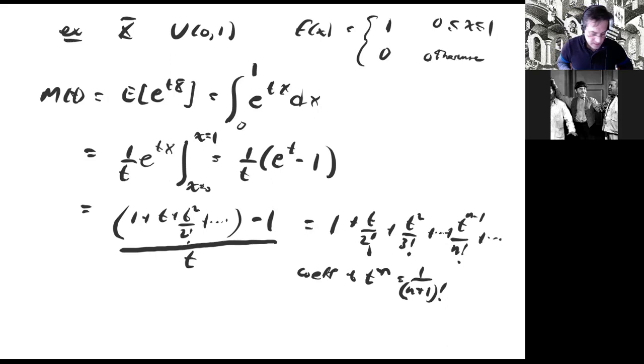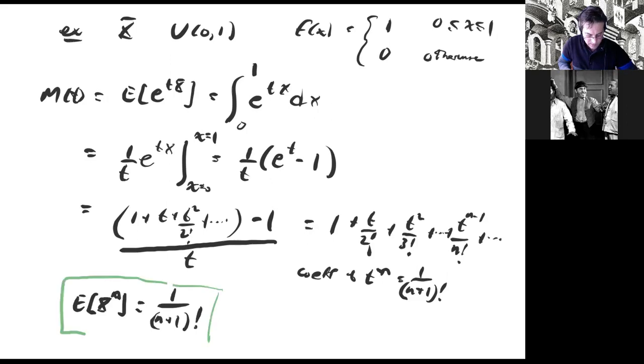And from this, we can immediately read off the moments. The nth moment of this random variable is going to be the coefficient of the power of t to the n, which is 1 over n plus 1 factorial. So now we know all the moments of the uniform distribution. We couldn't have done this calculation before so easily. This is actually an amazing tool, the moment generating function. Okay, so that was the first example.